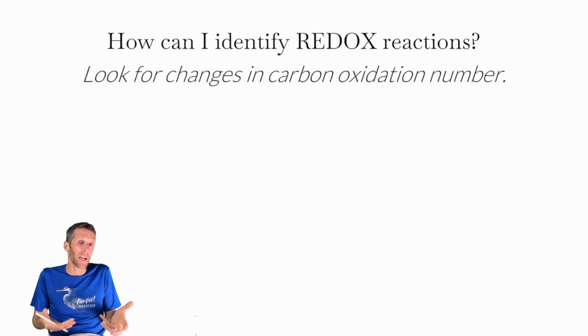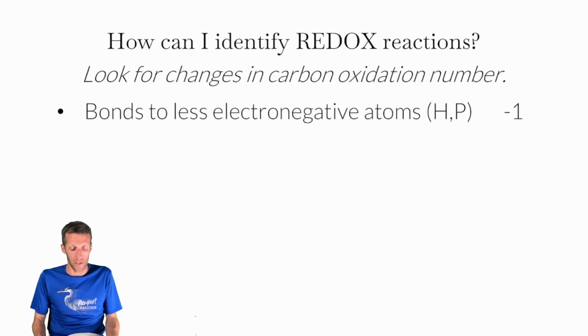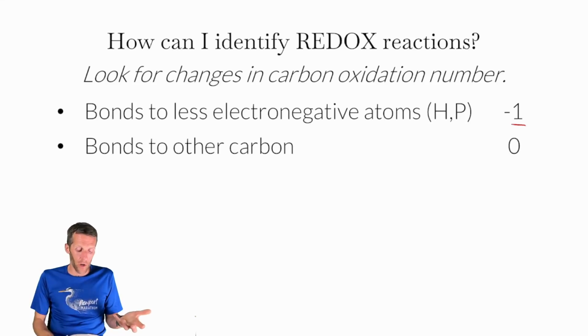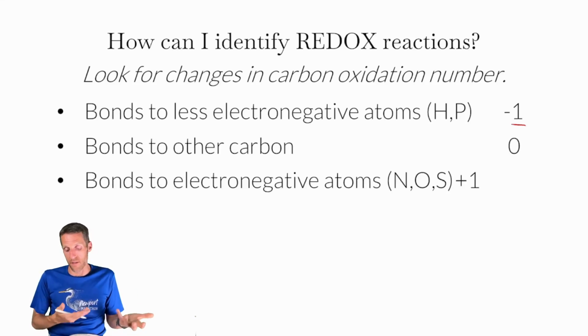More explicitly, often what we're talking about are redox reactions using carbon. And so you can also look for changes in carbon oxidation number. What that means is you can take a carbon and say, all right, for every bond to a less electronegative atom, like a hydrogen or a phosphorus, you're going to add a -1. For bonds to other carbons, you're going to add a 0. And for bonds to electronegative atoms like nitrogen, oxygen, or sulfur, you're going to add a +1.